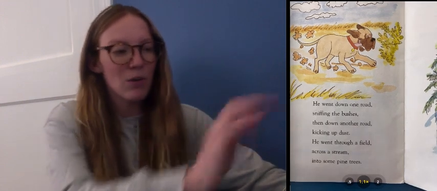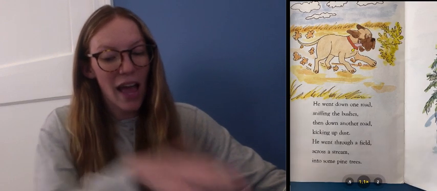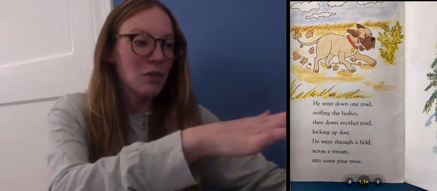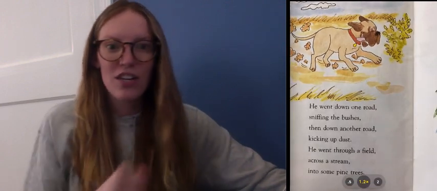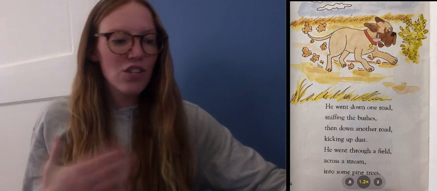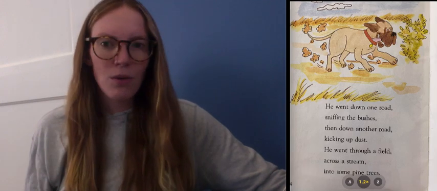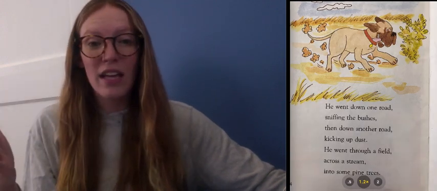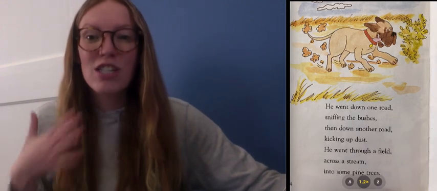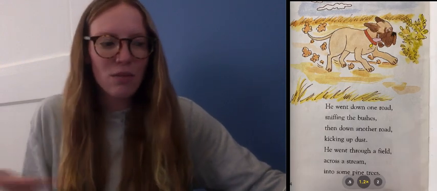And here I'm noticing that Cynthia Rylant is making Mudge's actions exciting by adding more details. So she's kind of doing both of the strategies that we talked about. She's not just saying he ran around. No, she's saying he ran down one road and he sniffed the bushes, then another road and he was kicking up all this dust. She's making this super exciting for the reader, us, to read this. She makes it very enjoyable.